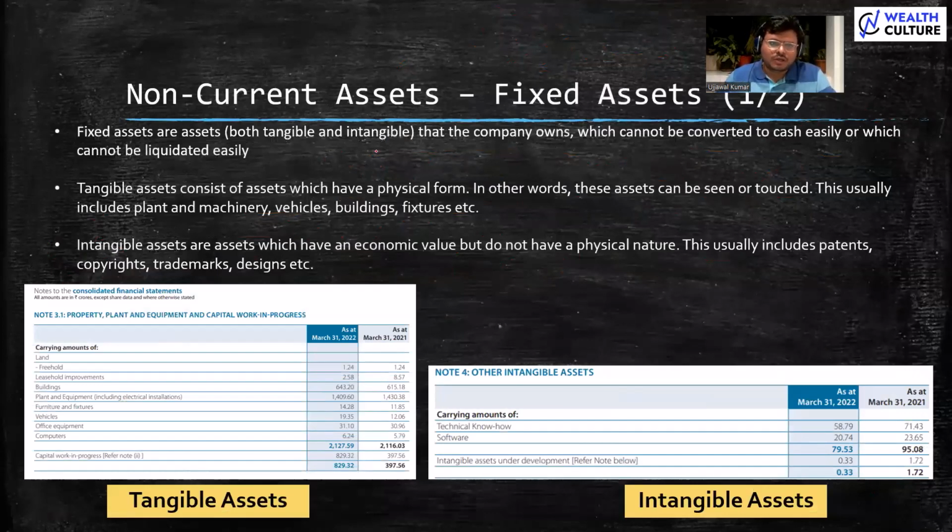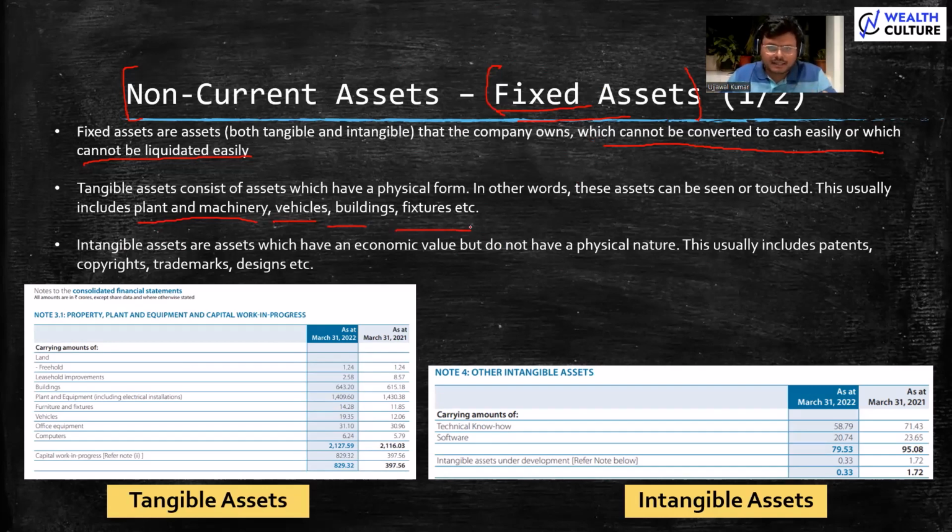So non-current assets, we'll get into each of these line items now. We're looking at fixed assets to begin with. So fixed assets are assets which cannot be converted into cash easily, or which cannot be liquidated easily. That is how you define fixed assets. So fixed assets will be your stuff like plant and machinery, your vehicles, your buildings, your fixtures, anything on the balance sheet that cannot be liquidated easily.